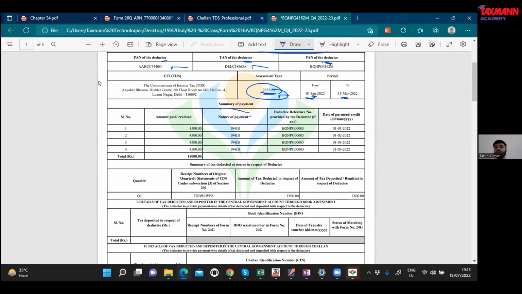So it is showing the summary of all payments made during this quarter and what all TDS were deducted during this quarter. So what was the amount paid to this deductor? It was 18,000. 4 times we had paid 4,500 to this deductor during this quarter. So what was the nature of payment? It was 194J, that is professional services. That is the deductee reference number. These are the dates of payment or credit on which the TDS was deducted. Remember, in the first class we discussed the date on which the TDS is to be deducted. It was 27th June, I remember. Well, that was the date of deduction in our case, right?